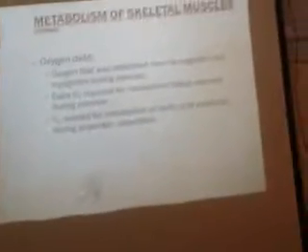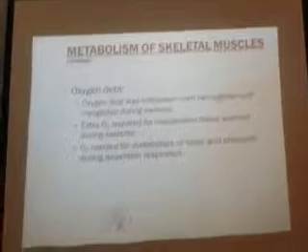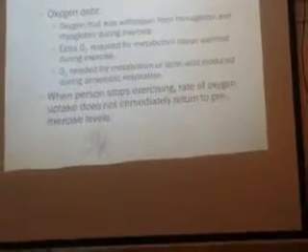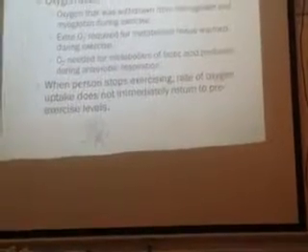And this oxygen is also needed for metabolism of the lactic acid produced during anaerobic respiration. During anaerobic respiration, lactic acid is produced, and for the metabolism of that lactic acid, this oxygen is required. So this is oxygen debt. What is the function of oxygen debt? This is for metabolism, tissue warmed during exercise, and metabolism of the lactic acid produced during anaerobic respiration. When a person stops exercising, the rate of oxygen uptake does not immediately return to normal. Slowly it will return.